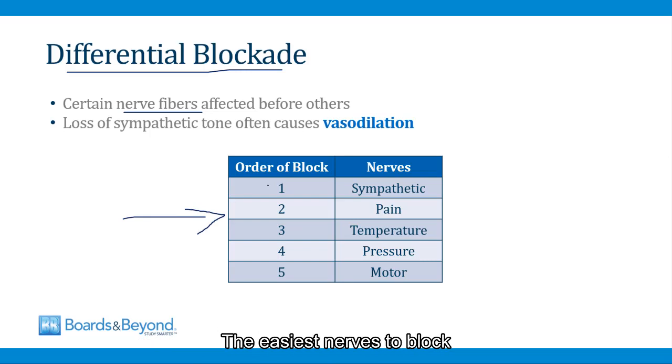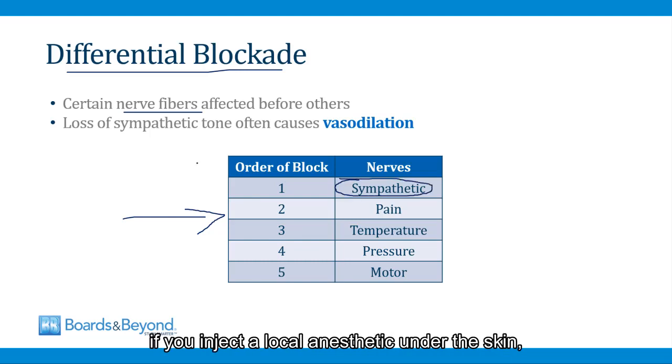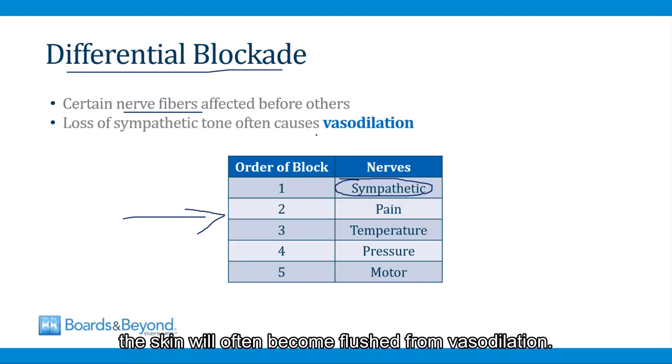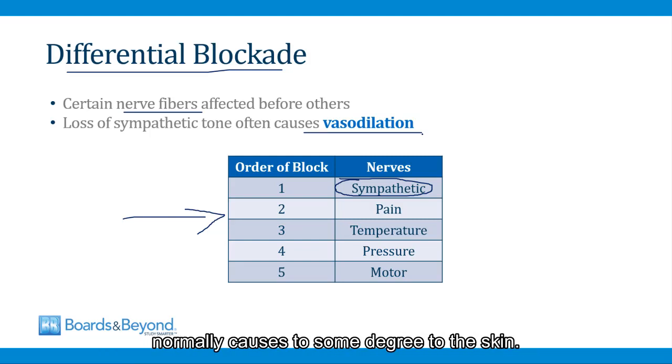The easiest nerves to block are those of the sympathetic nervous system, and you can see evidence of this clinically if you inject a local anesthetic under the skin. The skin will often become flushed from vasodilation, and that's because you've taken away the vasoconstriction that the sympathetic nervous system normally causes to some degree to the skin.